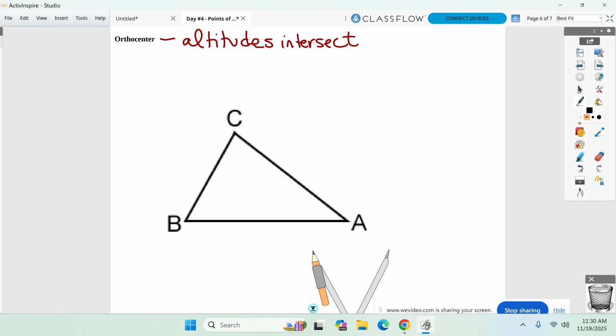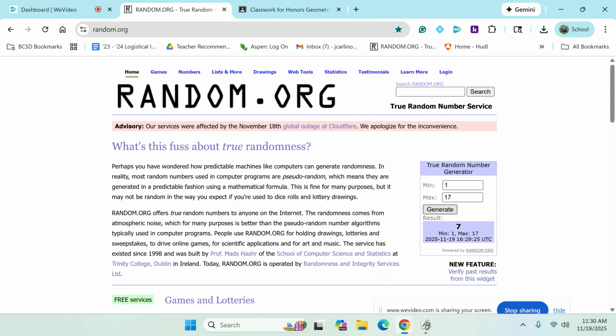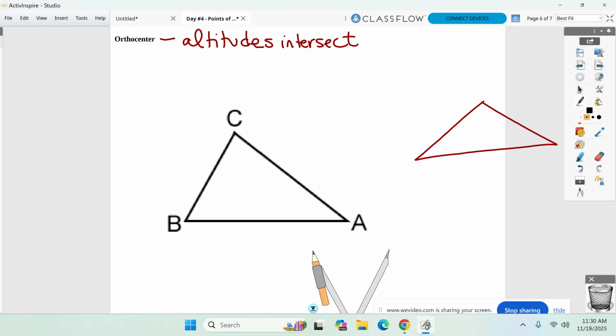Ooh, altitudes. I don't see an altitude video. Do you? No, me neither. All right, so somebody's going to have to tell me about an altitude. So maybe one of the videos will help me. Altitudes, Maddie. What's the deal with an altitude? It comes from one of the vertexes. Yep, and? Does it form a midpoint? No. That's median. Form something. Right angle? There you go. Yep.